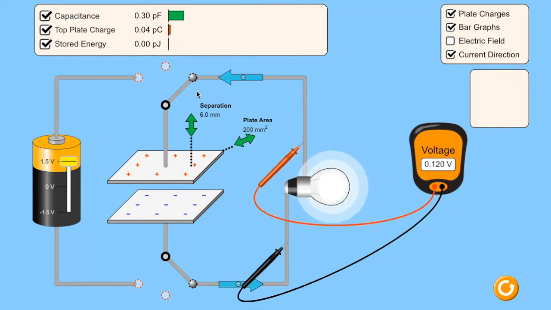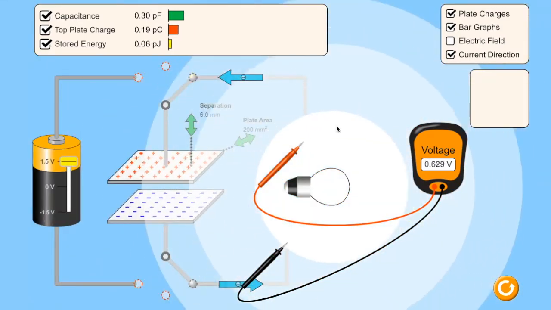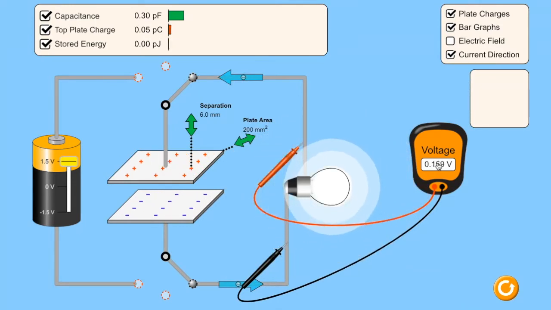Whoa! If you noticed, the light bulb got dimmer, the capacitor's charge went down, and the voltage slowly discharged. Let's do that one more time. So the capacitor fills up, charges up with the battery, and as I discharge it, now the light bulb gets dimmer, and this voltage slowly goes down.